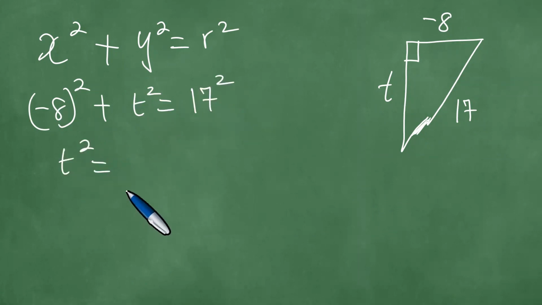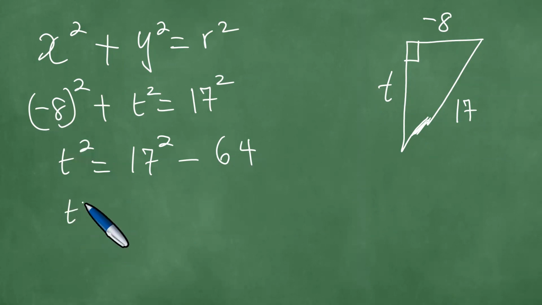which means t squared is exactly 17 squared minus 64, because that's what this is. And if you square these, you're getting 225. Right, and now you have t squared equals 225.